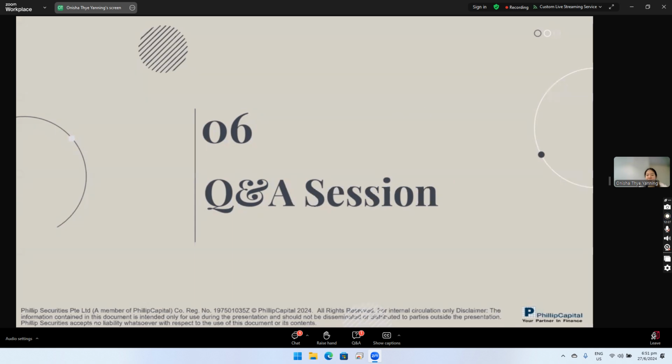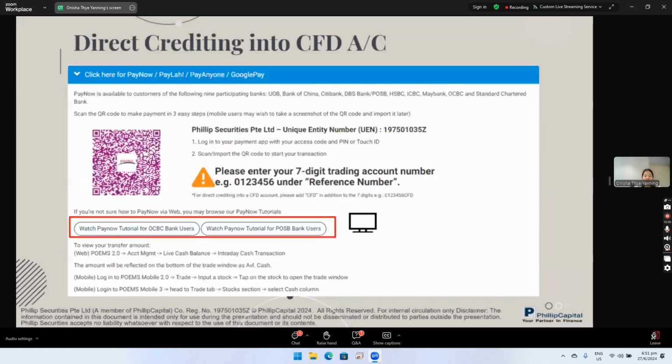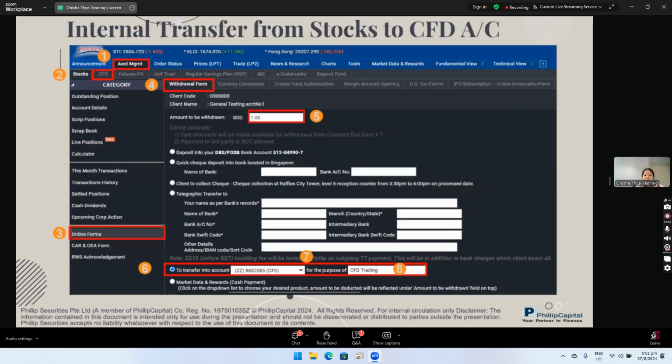Can we go back to the page before the PayNow code? Is it this one? This one is for our existing customers for internal transfer of funds from stocks to our CFD account. If you need a screenshot, you can screenshot this to see how to transfer.